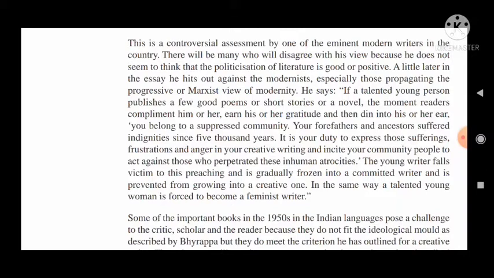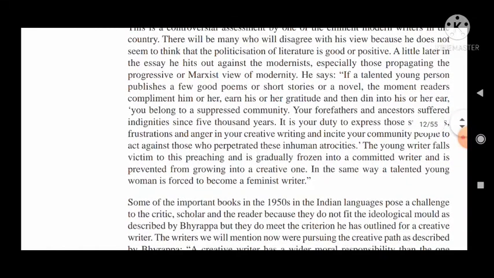This is a controversial assessment by one of the eminent modern writers in the country. There will be many who will disagree with his view because he did not seem to think that politicization of literature is good or positive.